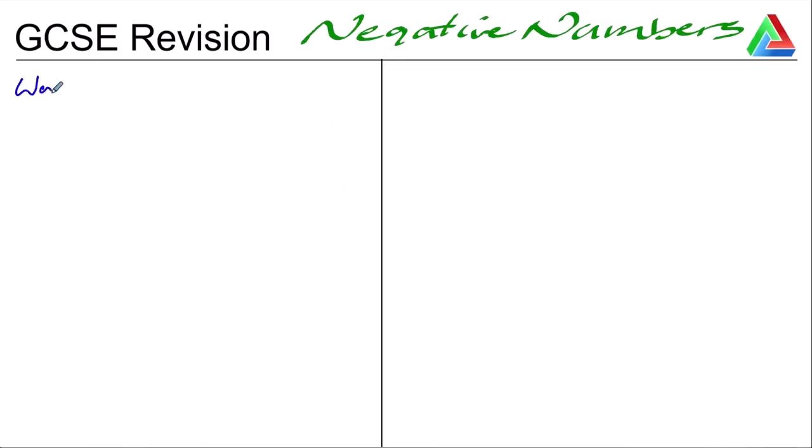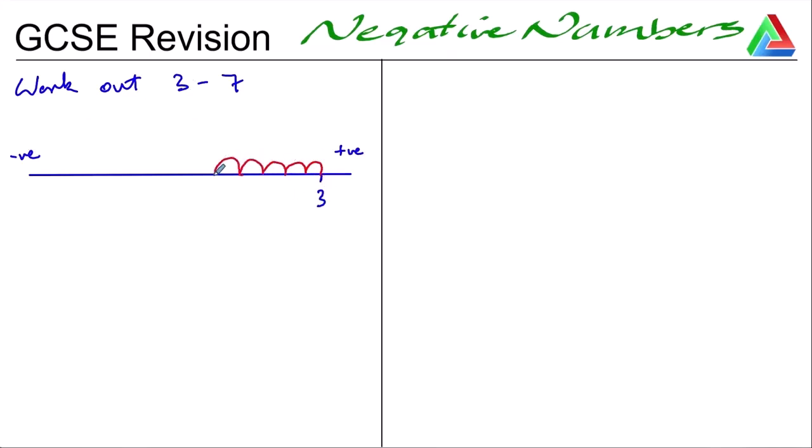3 take away 7. And sometimes you say 3 minus 7 or 3 subtract 7. It doesn't really matter what you say. People tend to interchange them. So let's do 3 take away 7. Draw our number line. This is our positive end. This is our negative end. We're starting at 3 and we're taking off 7. 1, 2, 3, 4, 5, 6, 7.